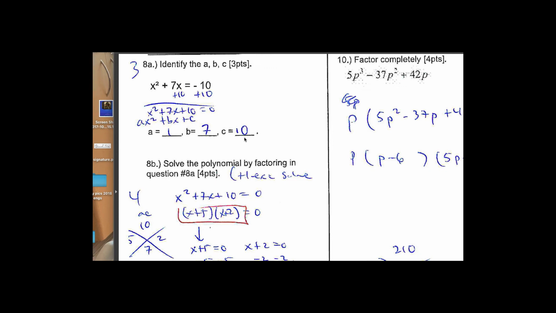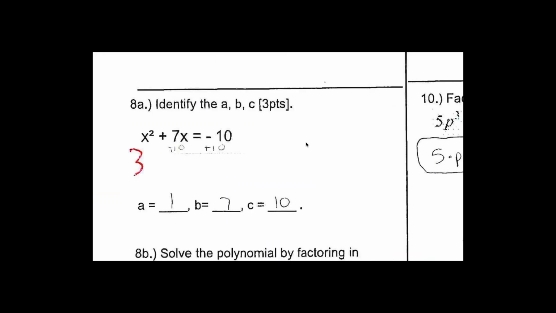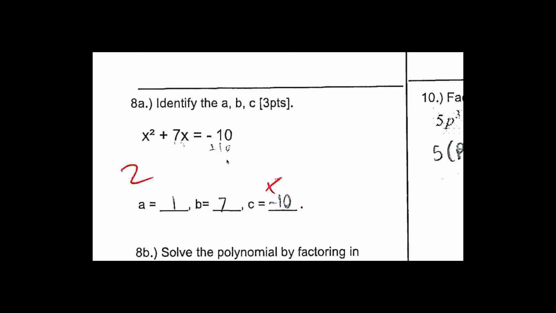So each of these little blanks is 1 point. Remember, in this blank, you should never, ever have any variables, just numbers. This student did an excellent job, just added 10 to both sides, and you found 1, 7, and 10. All right, so here's that student. Interesting enough, that student knew to add 10 here, but they wrote negative 10, so that's why they only got 2 points correct.